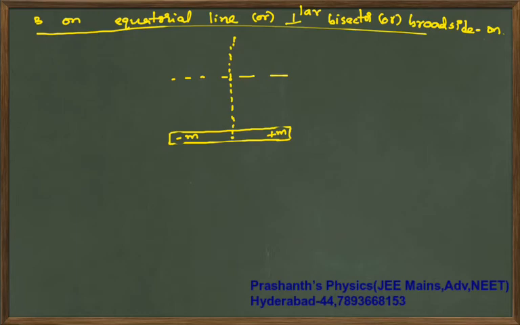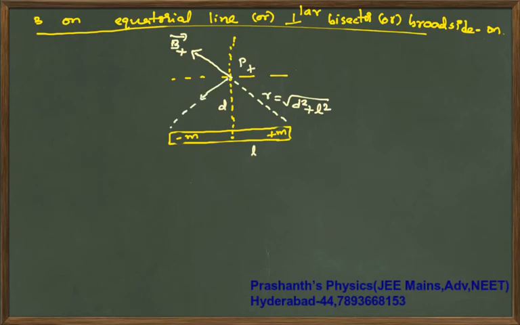At this point you are supposed to give the field. Because of the positive pole, the field acts this way. This distance is d, this is l. This distance is r equal to under root d square plus l square. Because of the negative pole, the field acts this way. A unit north pole will be attracted by the south pole, and your north pole will repel the unit north pole. So B minus is this way.